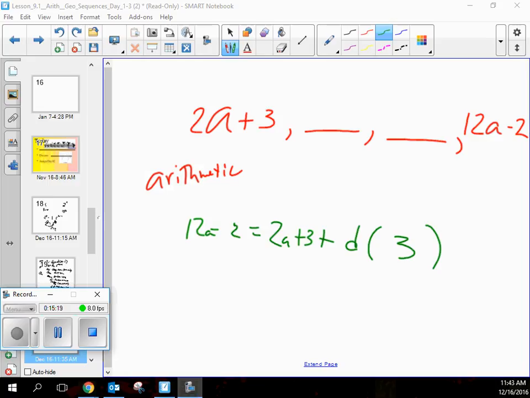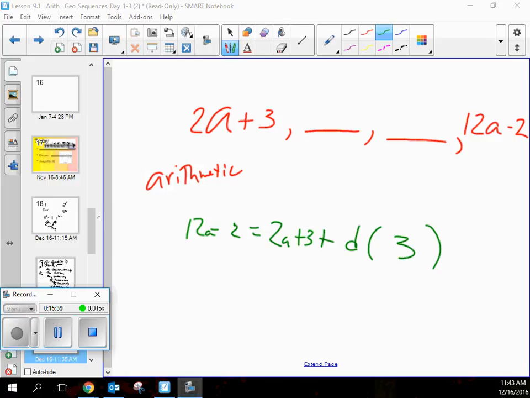Could you solve that and find d? You can get d, but it's in terms of a. All right, so now, that's all I asked you to do was try to set that thing up.